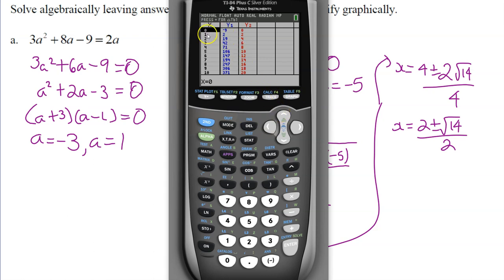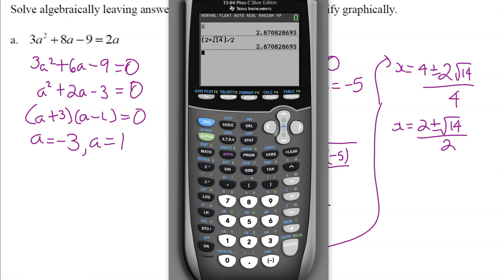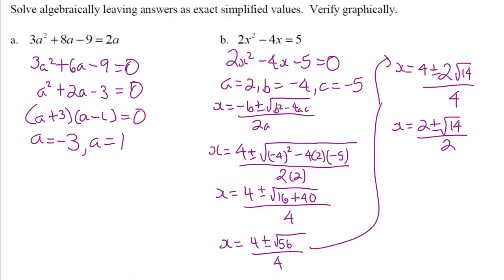And another way, because they're integers, we could just go look in the table, right? So we can see that at 1, the two y values are the same, and also at negative 3, the two y values are the same. Let's get out of that. Let's pop this down here, and let's move on.